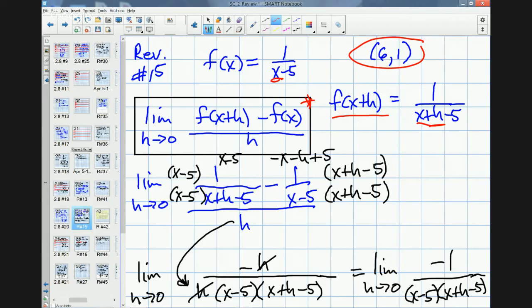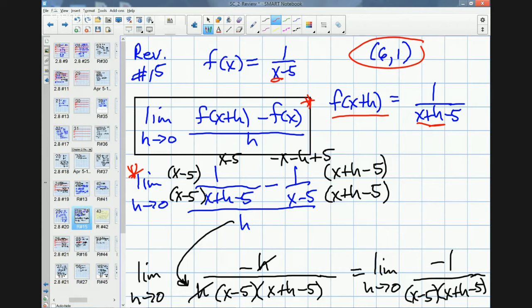But now I've got to do this f of x plus h minus f of x all over h. So that's the blue part in this section right here. Forget about the black for the moment. You've got f of x plus h, 1 over x plus h minus 5, minus the original function, 1 over x minus 5, all over h. Well, we've got a complex fraction here. Wouldn't it be nice if we could get this top into one fraction? Yeah. So the black is me saying, let's get a least common denominator.